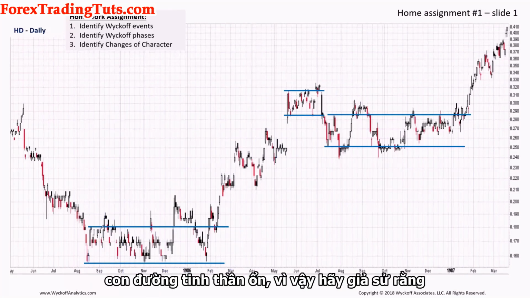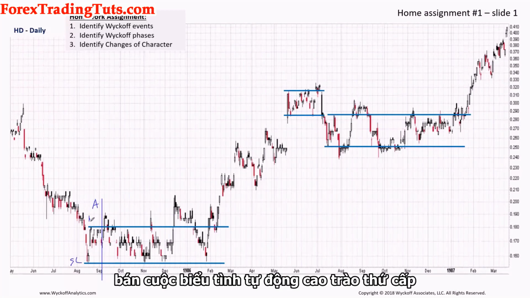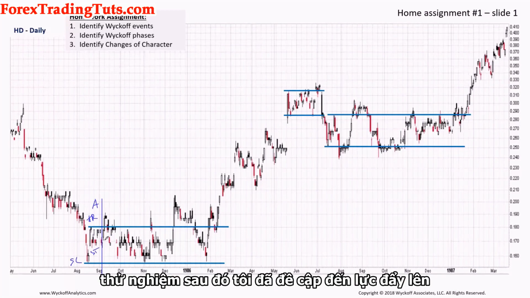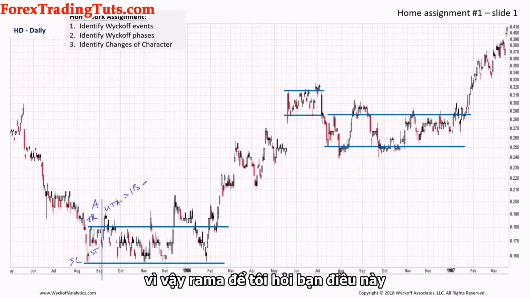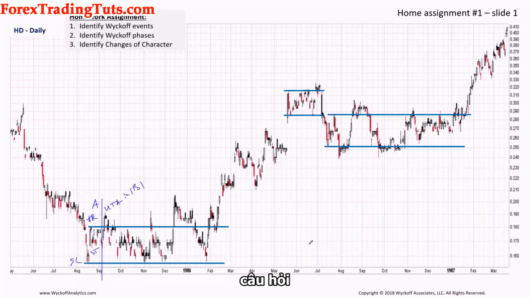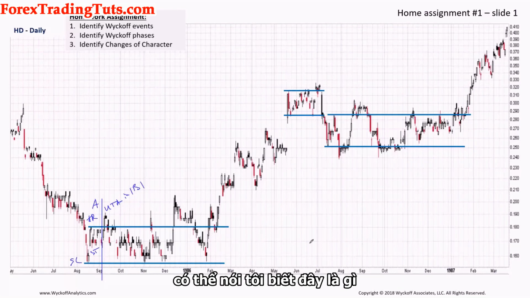Okay, so let's assume that we're going to go with the original phase A: selling climax, automatic rally, secondary test. Then I already mentioned upthrust action in phase B. So Rama, let me ask you this question. What is the next point in this trading range that attracts your attention, that you could identify right away and say, I know what this is?